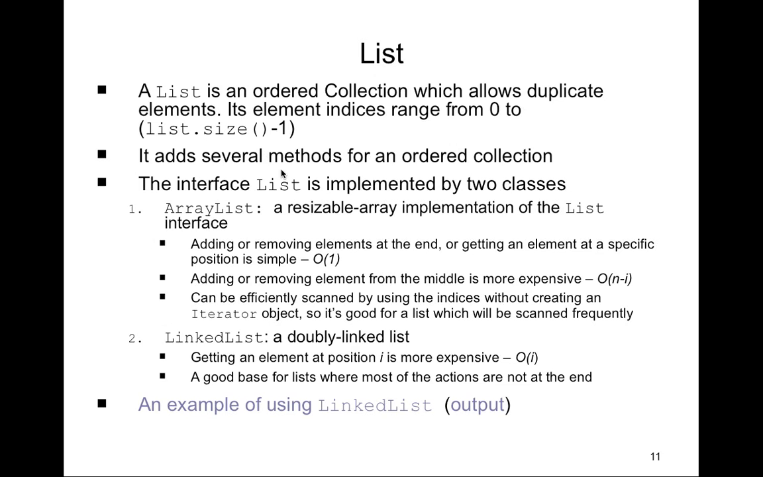So the list adds several methods for an ordered collection. So we have the interface. Remember those things called interfaces? Those interfaces that have templates of behavior, and we implement interfaces inside of classes. Okay, so the interface List is implemented by 2 classes that we have, ArrayList and LinkedList, and we saw both of these last week. We saw examples of both of those 2.